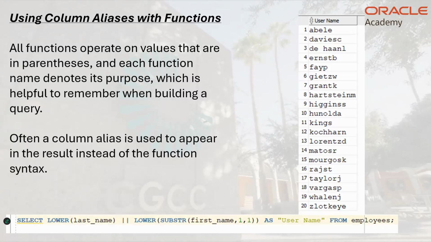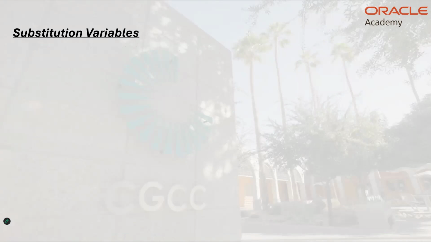Great. The last thing that we're going to cover in this topic for module 4 is substitution variables. Substitution variables can be useful, especially if you have a lot of unknowns and you want to have the user drive the query.